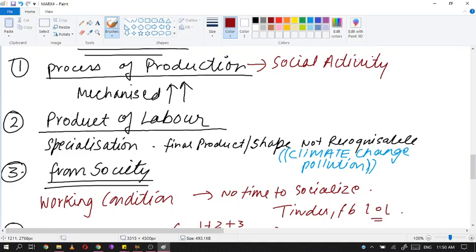Production is a social activity. People work together, lots of people together, and they take mutual, collective decisions. But here you are getting orders from above. Okay, fine, for efficiency, good.